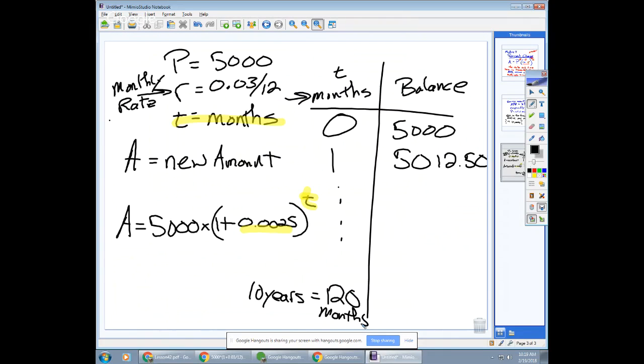So according to that, I should have 5,000 times 1.0025 to the power of 120. And I got 6,000 something: 6,746.77. Anybody else get that?